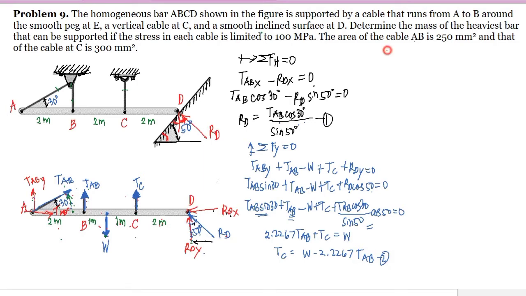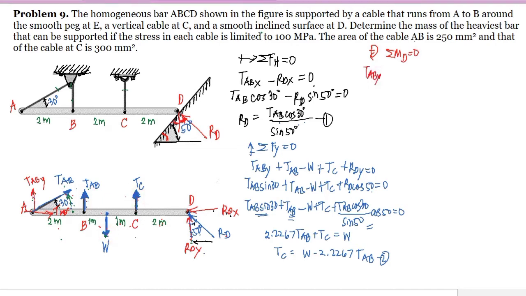Now, if we are going to summate moment at point D equal to 0, taking the clockwise rotation as positive, yung magkikreate ng moment ay yung vertical component ni TAB. Ito, si TABX ay tatama sa point D, so hindi siya magkikreate ng moment. Ito ay magkikreate ng moment. This would create a moment.